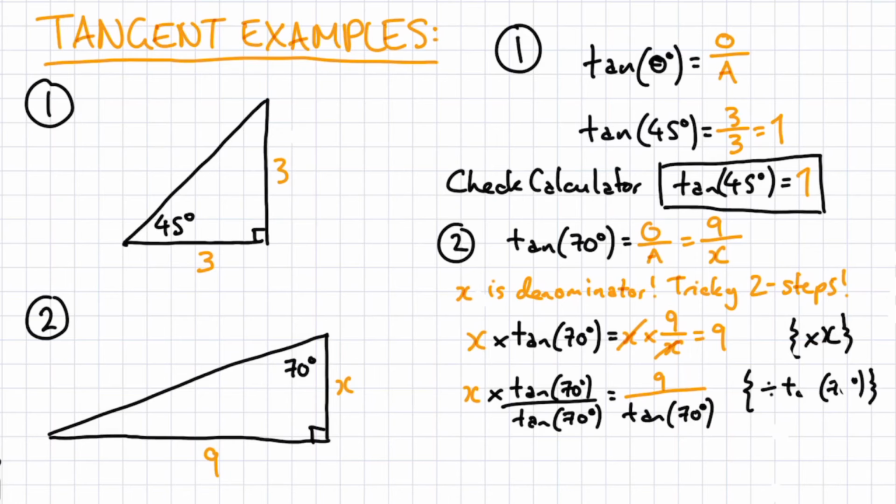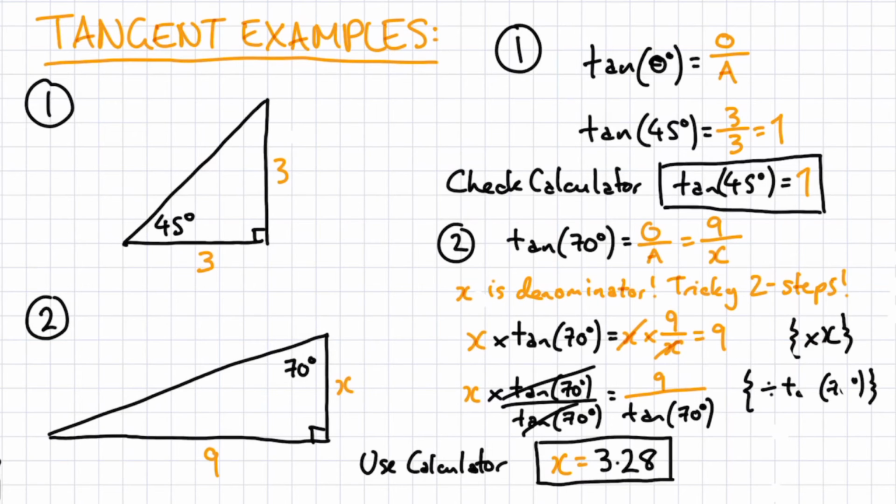Okay, so we can actually just cancel the tan 70s. Now, using our calculator, we can actually type in 9 divided by tan of 70. Okay, and that'll give us our x value. Okay, which will just be 3.28, and there's our answer. Okay, so we just have to do 9 divided by tan 70, and we get the answer.